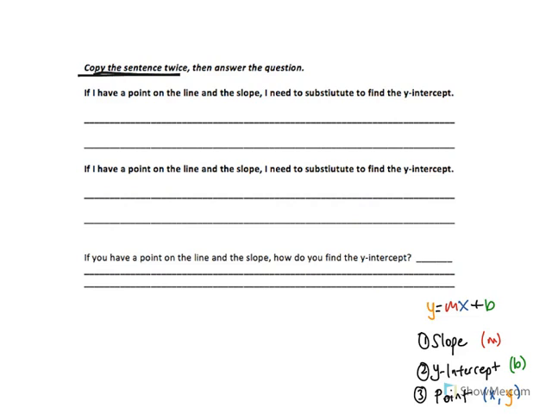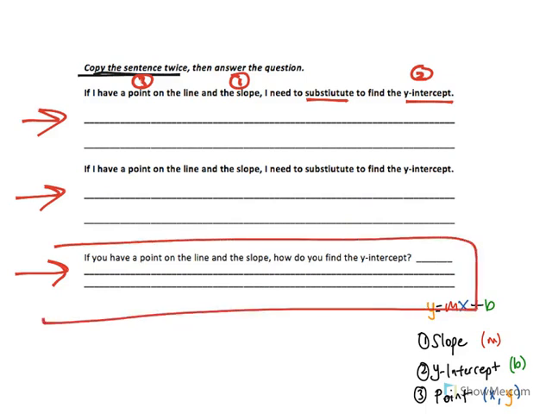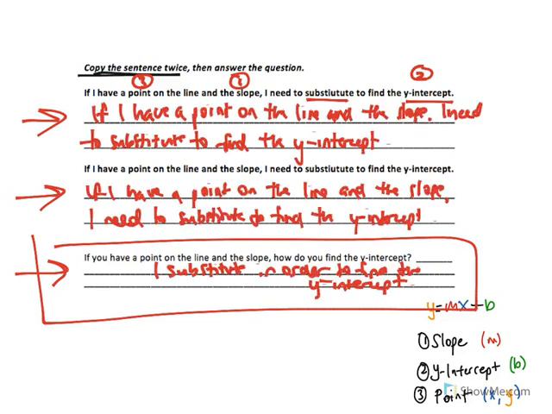The sentence says, if I have a point on the line and the slope, I need to substitute to find the y-intercept. So they're telling us if we have the slope and we have a point on the line, we need to substitute to find the y-intercept. We already know that. We've already done that. So I'm going to copy the sentence twice, once here, and then I'm going to use these two sentences to answer this question here. So pause the video, do it yourself, and then check your work. Do your sentences look like this? Good.